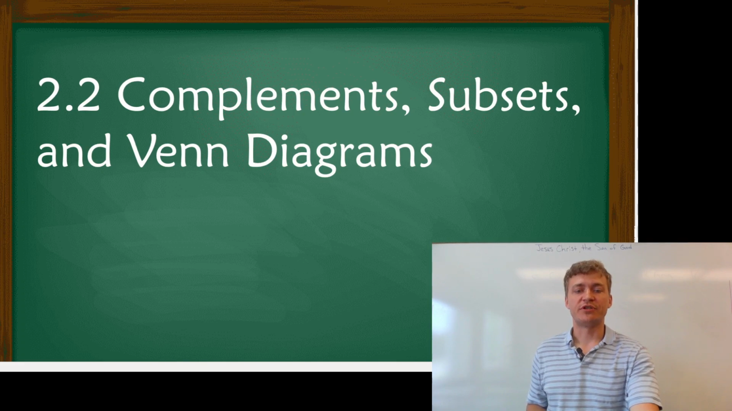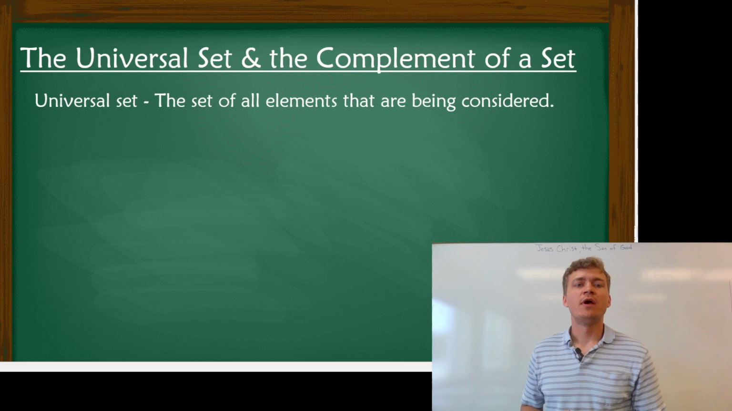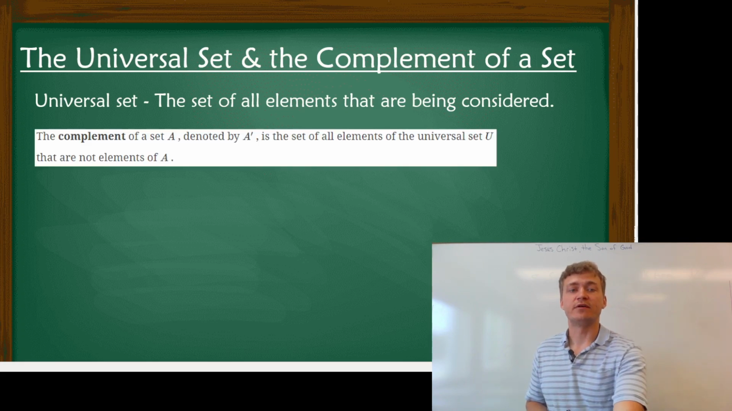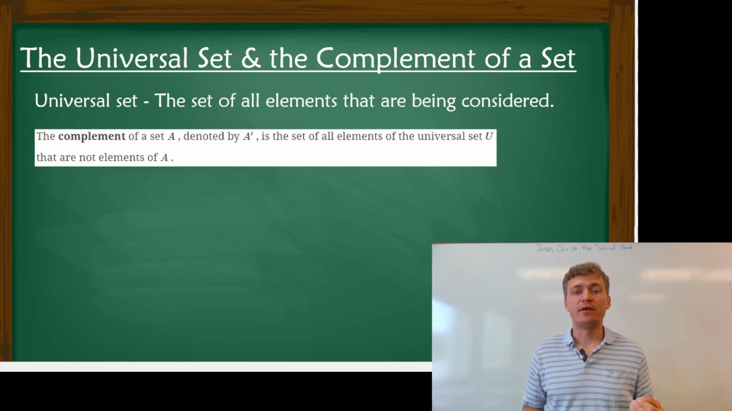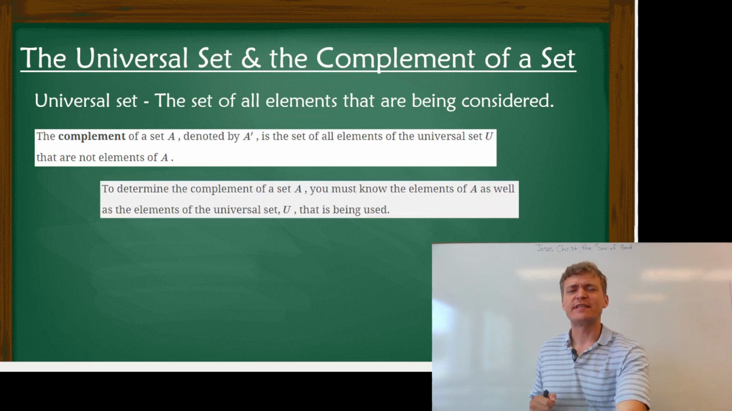So let's look at the definition of the complement, but first let's talk about the universal set. The universal set is the set of all elements that are being considered. The complement of a set, denoted by A prime, the A with an apostrophe, which we read as A prime or A complement, is the set of all elements of the universal set that are not elements of A. So let's think about that for a moment.